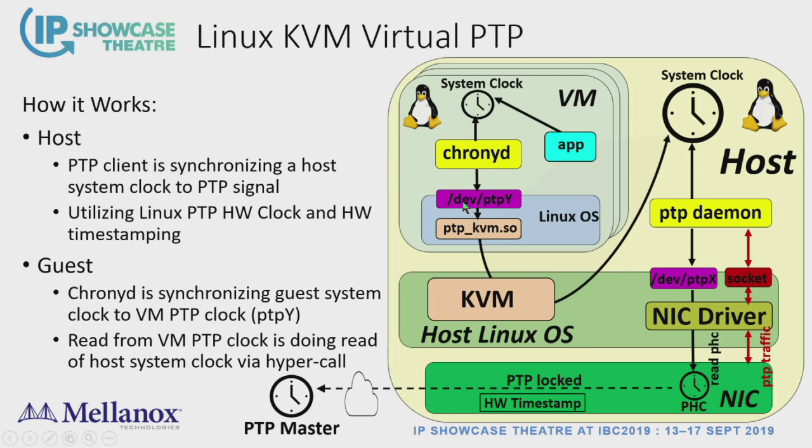On the guest here, we are exposing a para-virtualized PTP clock. When you read from this clock, there is a hypercall to the KVM hypervisor. The hypervisor reads the host system clock and returns it to the application which asks for the time. So reading from this PTP clock on the guest is returning the host clock. In addition, we are running a tool that synchronizes the system clock of the guest to the para-virtualized PTP clock. For example, it can be chronyd or phc2sys, it doesn't matter.